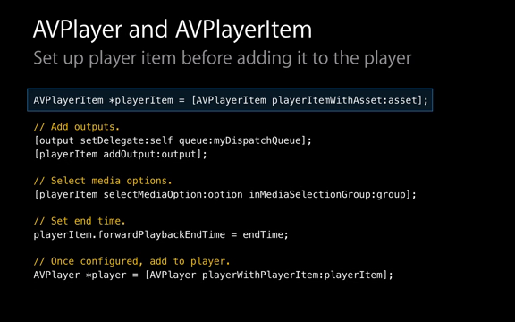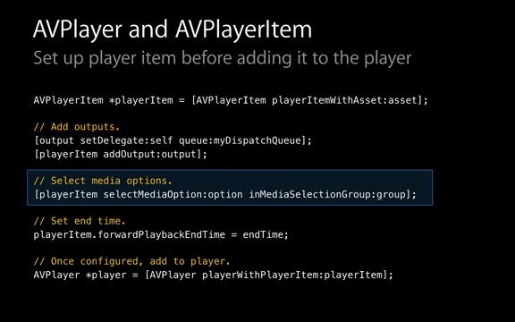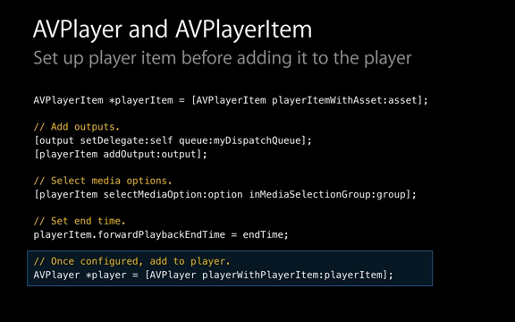Here's a few examples of the kind of configurations you can do. This is definitely not the exhaustive list, but just a few. You can add outputs. You can select media options like audible and legible. You can set forward and reverse playback end times or seek to time. And after doing all those changes, I can associate my player item with the player.